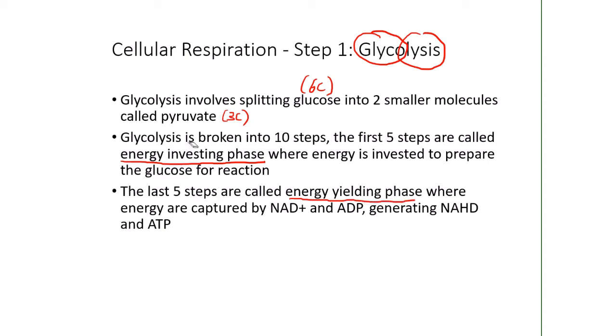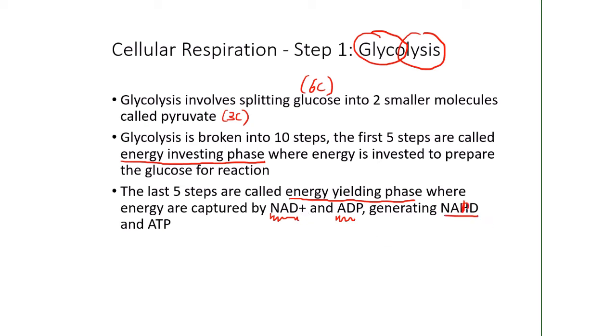So we have the investing phase for the first 5 steps, and once you've invested a little bit of energy, this is the payoff phase, where you will get that energy back and some more. The energy produced in the last 5 steps will be in the form of high energy electrons, which will be captured by NAD+, the energy carrier, as well as some ADP. Once the NAD+ captures the high energy electron, it will become NADH.